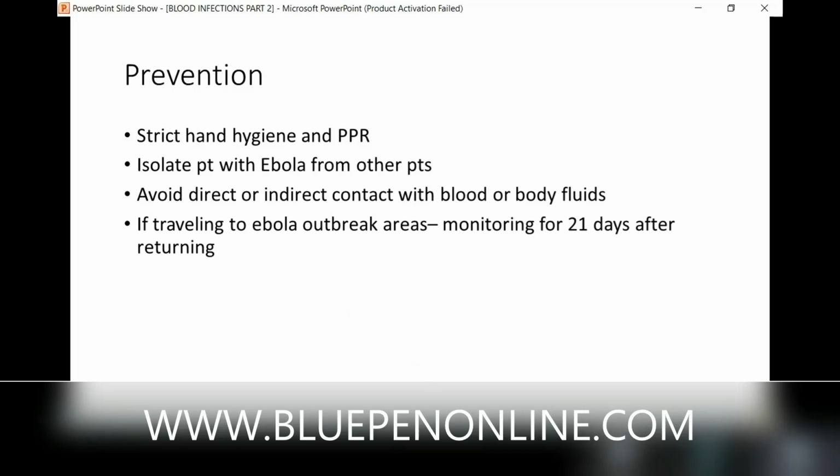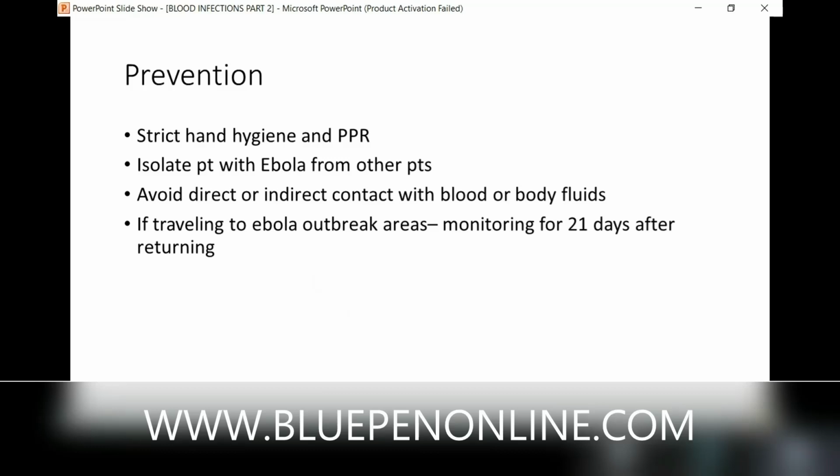How do you prevent? Prevention is actually better than the cure. So that's why prevention is highly recommended in an Ebola pandemic. Actually, you just need strict hand hygiene, and you should use PPE, personal protective equipment.